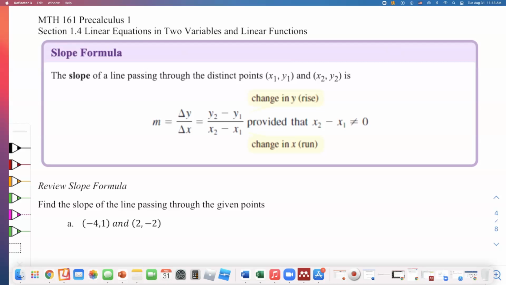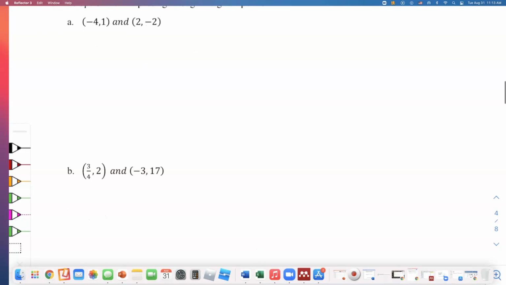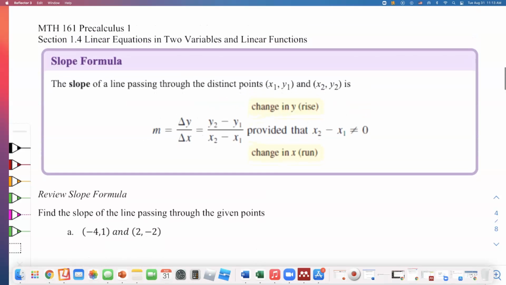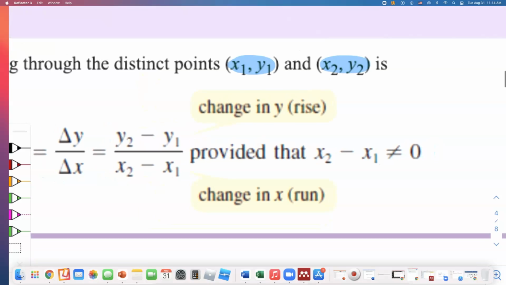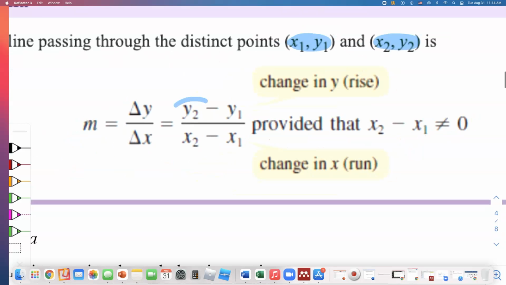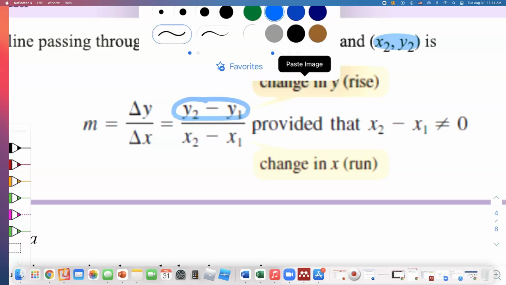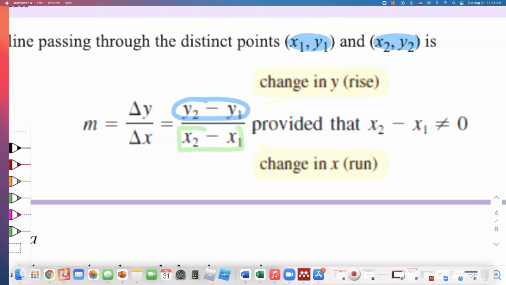In this short video, we will go over the slope formula and try two different practice problems. So the slope formula: if you have 2 points, the first point we'll call x1, y1, and the second point we'll call x2, y2. We can find the slope between these 2 points by subtracting their y values on top of the fraction and subtracting their x values in the bottom of the fraction. We call that change in y over change in x, rise over run.